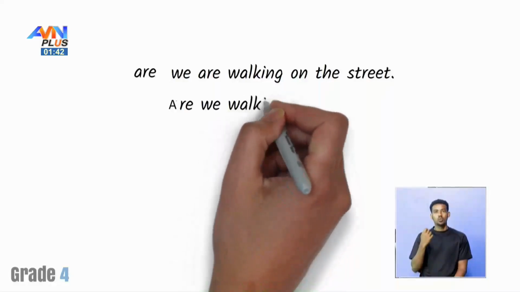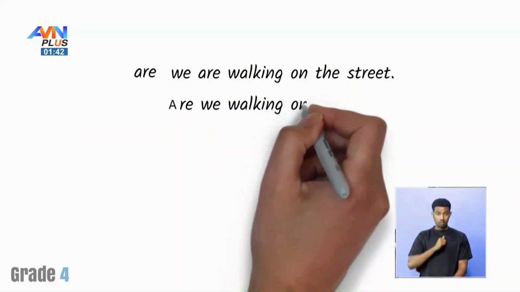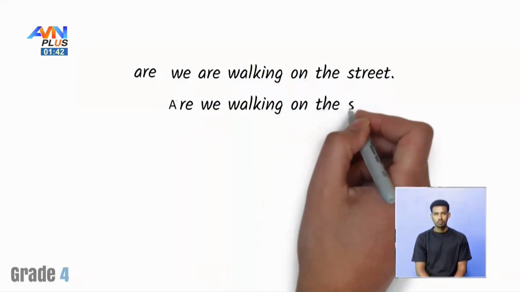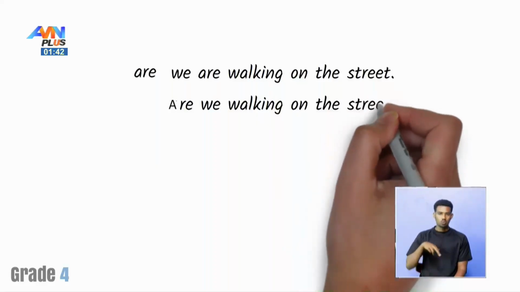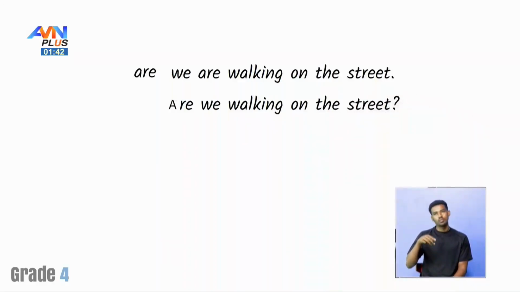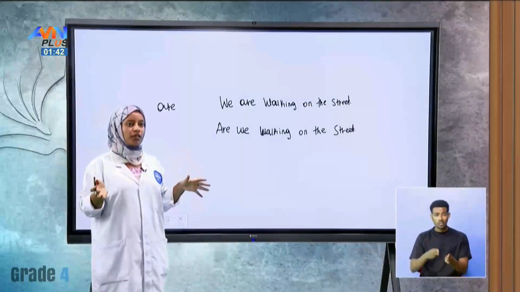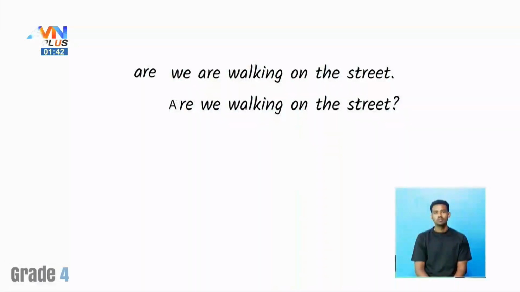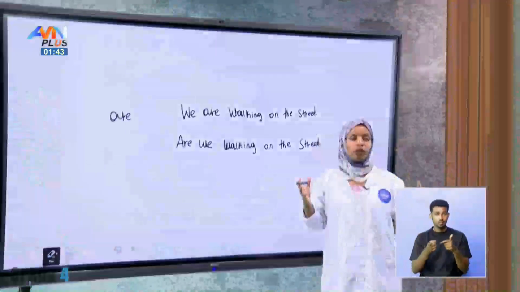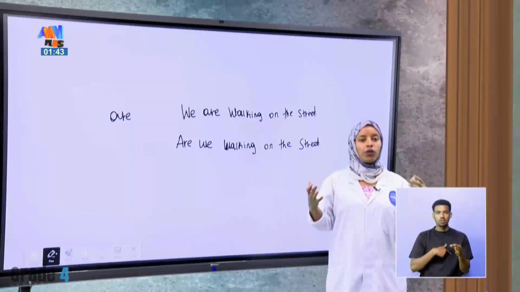And the next subject. Are we walking on the street? Are we walking on the street? So look at this example, students. The first one was positive or affirmative. We are walking on the street.